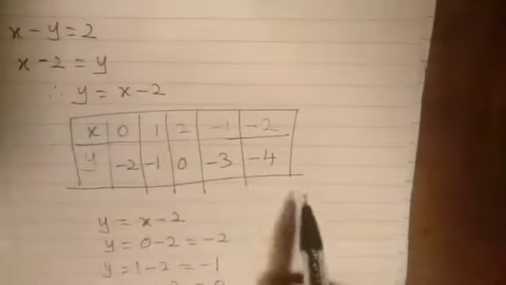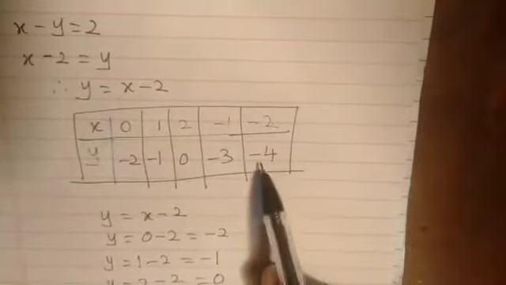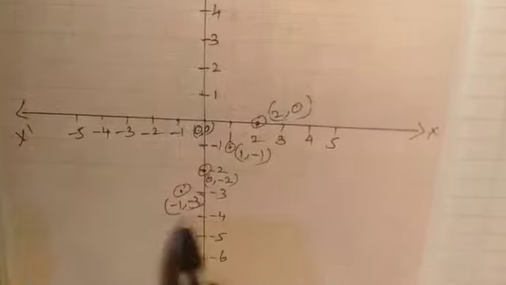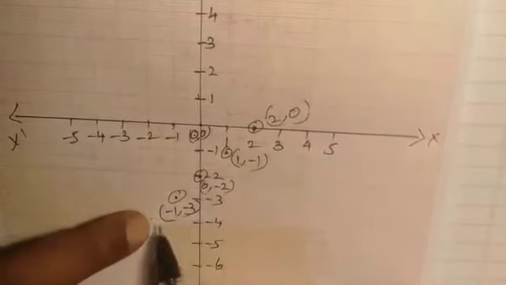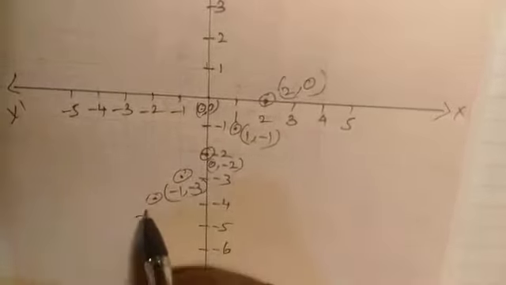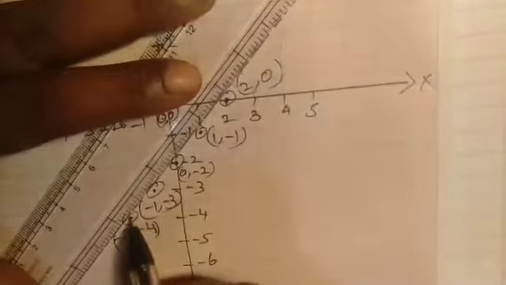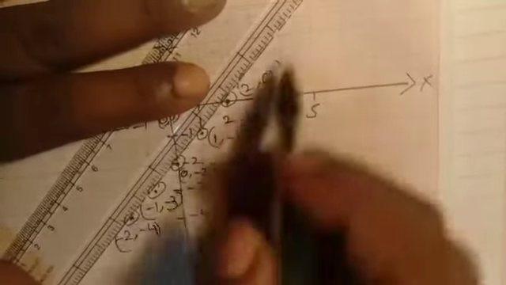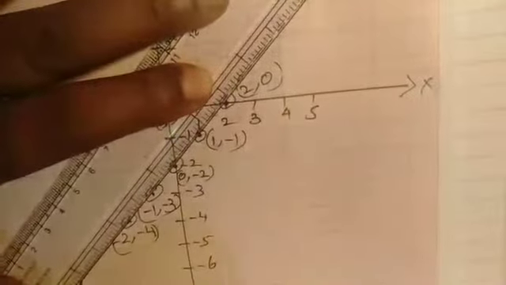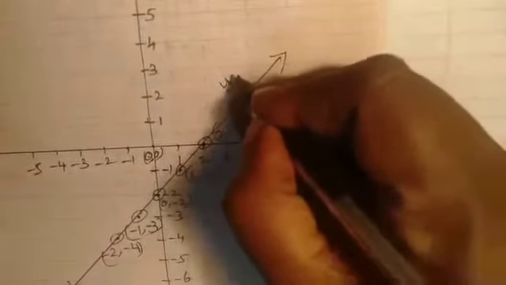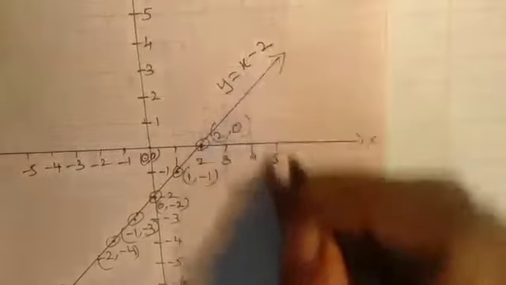Next value is minus 2 and minus 4. We have minus 2 here, minus 4 in this place. So the 2 lines will intersect in this place. This is minus 2 comma minus 4. So we'll join everything, we'll get a straight line. This straight line is called y equal to x minus 2.